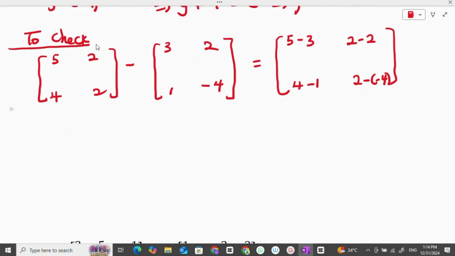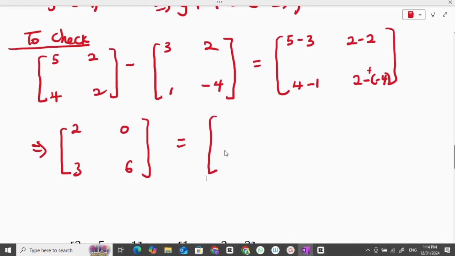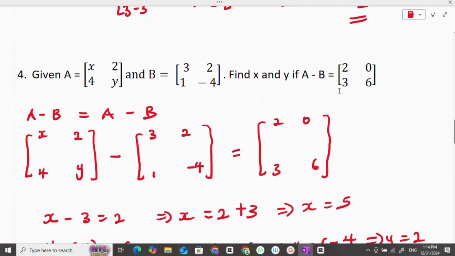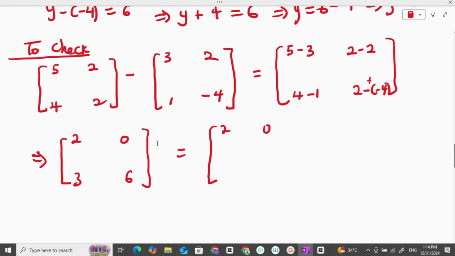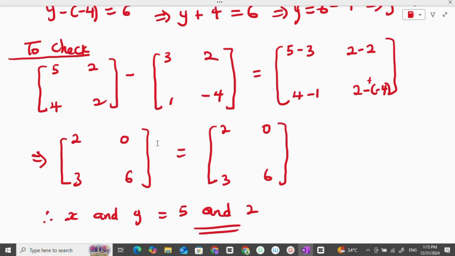So this is going to be equal to 5 minus 3 is 2, 2 minus 2 is 0, 4 minus 1 is going to give us 3, minus times minus is plus, so 2 plus 4 is going to give us 6. Let's see if this is equal to the original value given in the question. The question says A minus B is equal to 2, 0, 3, 6, so let's confirm, and this is given to us as 2, 0, 3, 6. Therefore, we can see that the value for x and y is 5 and 2. So this is how we can solve this.